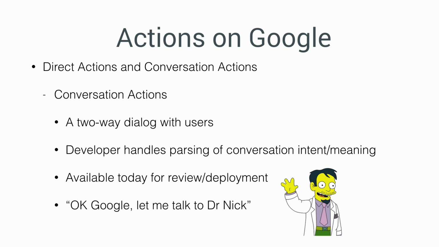It's available today for development and deployment, so we're going to walk through how we create our first conversation action. And my example today is going to be a sort of a Homer Simpson, a Simpsons-inspired Dr. Nick kind of character. So we're going to be providing medical advice, which is the kind of thing that Google Home will probably never ever do, certainly not without some big waiver. So we're going to create a chatbot that kind of does some silly bits and pieces.